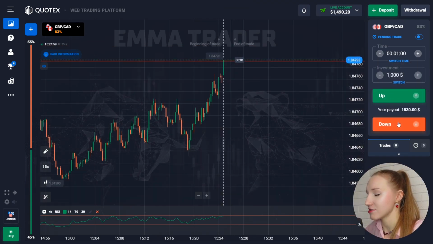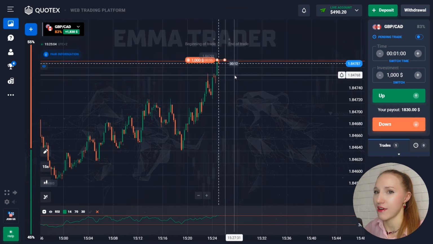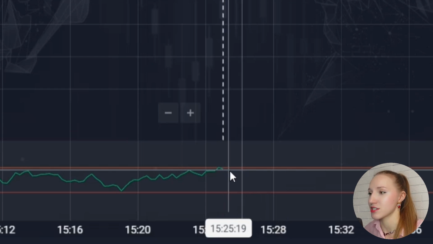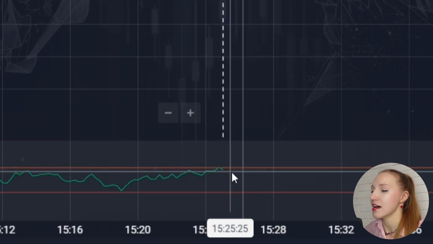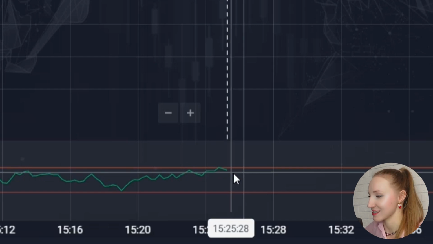Let's do that. Down trade for 1 minute, because I can see two factors are perfect. The price touched the resistance level and the moving average is in the overbought zone. And this means that there is a higher chance the price will bounce from this resistance level.